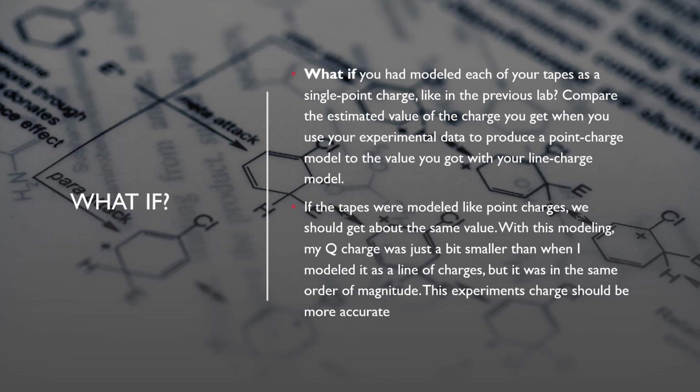So what if we modeled the tapes as point charges like in the previous lab, and compared the estimated values to what you got? In this experiment, when I modeled it as a line charge, the value was just a little bit smaller, but it ultimately should be about the same, because it's going to be the same force being created by the electric field. That was the only thing that really changed, and the what-if would be the experiment from last time, so it doesn't have to be much of a hypothetical because we did it. If we were to model it as a point charge, it'd be the exact same as the last experiment. I got a little bit smaller, but it should be about the same.